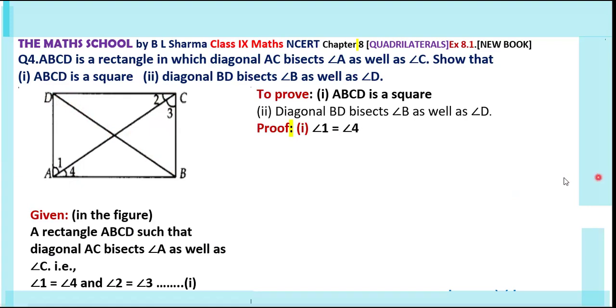Angle 1 is equal to angle 4. See the figure: angle number 2 is equal to angle number 3. Since it is a rectangle, angle number 2 is equal to angle 4, alternate angles. Angle 1 is equal to angle 3, alternate angles. It means angles 1, 3, 4, 2 are all equal. Because each angle of a rectangle is 90 degrees, angle 2 is 45, angle 3 is 45, angle 4 is 45, and angle 1 is also 45.